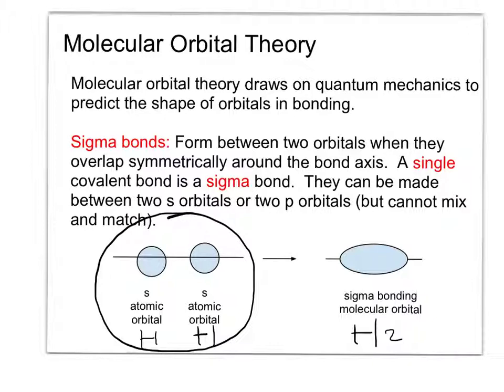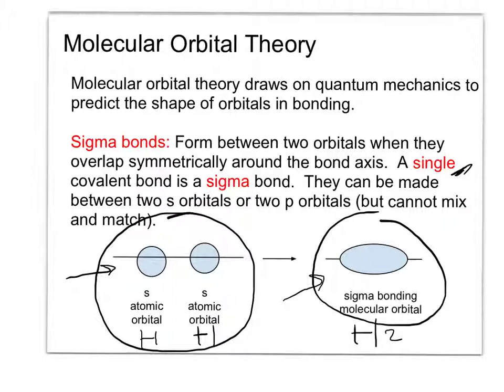So you go from having these two independent s orbitals to one big bonding orbital called a sigma bonding orbital. When two s orbitals or two p orbitals overlap, I'll show you what that looks like in a second, they create a sigma bonding molecular orbital, which is essentially a single bond. A single bond is made with a sigma bonding orbital.